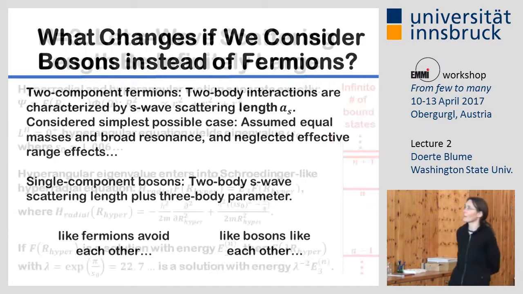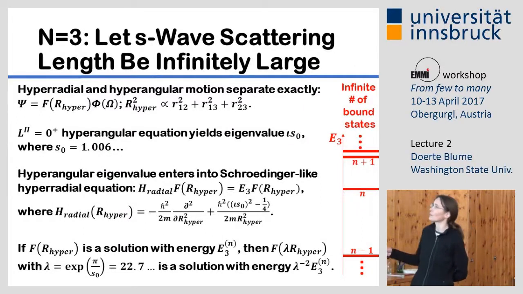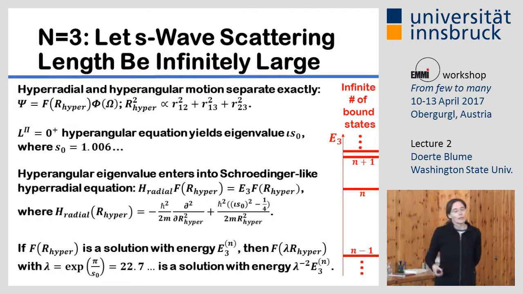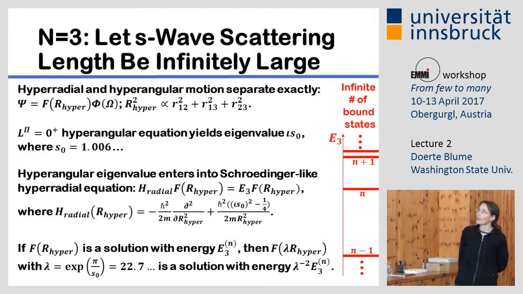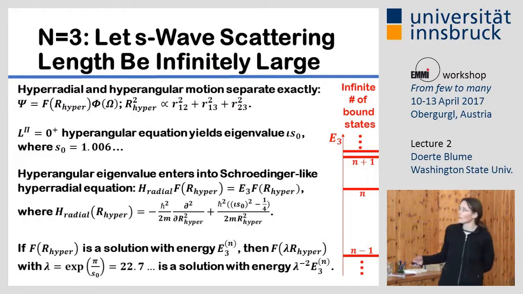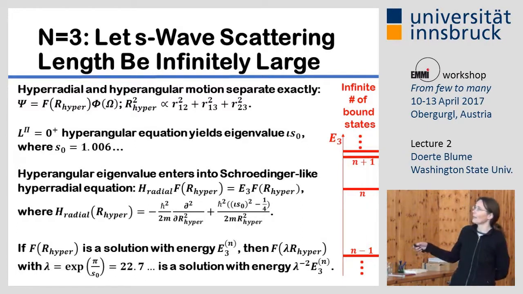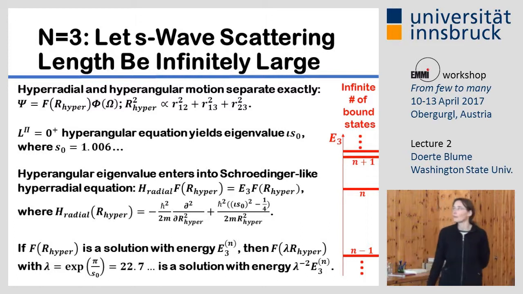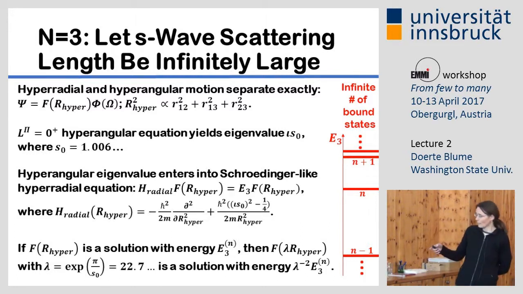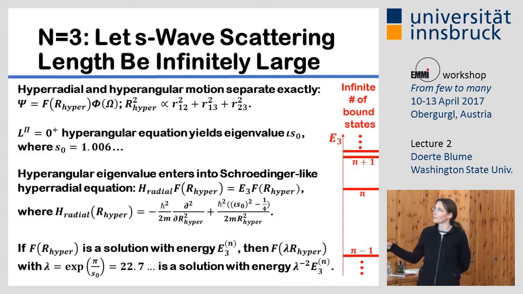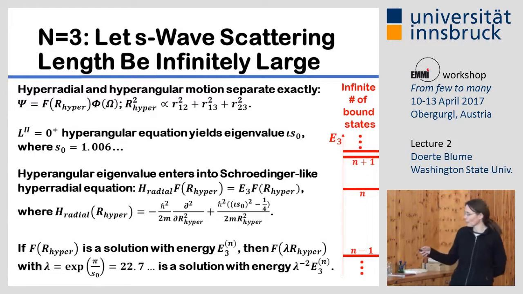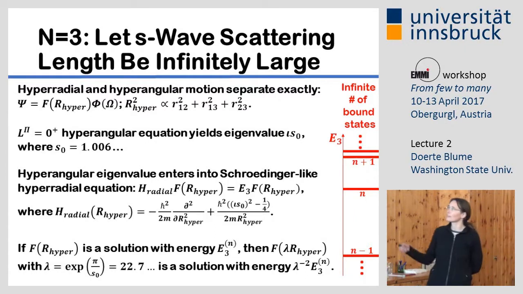So to discuss this, I want to again start with three particles and look at the case where the S-wave scattering length is infinitely large. In this case, it turns out that the hyperradial and the hyperangular motion separate exactly, and the hyperradius squared is just proportional to the distance between particles 1 and 2 squared, the distance between particles 1 and 3 squared, and the distance between particles 2 and 3 squared.